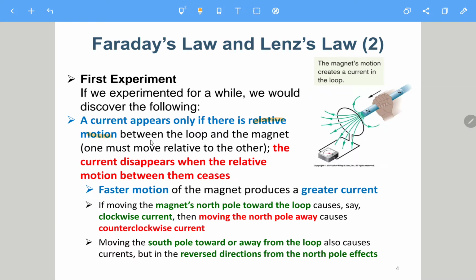So between the loop and the magnet, one must move relative to the other. The current disappears when the relative motion between them ceases. Cease means stops. Okay, and then there are 3 points. For the first, fast motion of the magnet produces greater current. Faster, greater. And then the second one, if moving the magnet's north pole toward the loop causes, say, clockwise current, then moving the north pole away will cause counterclockwise current.